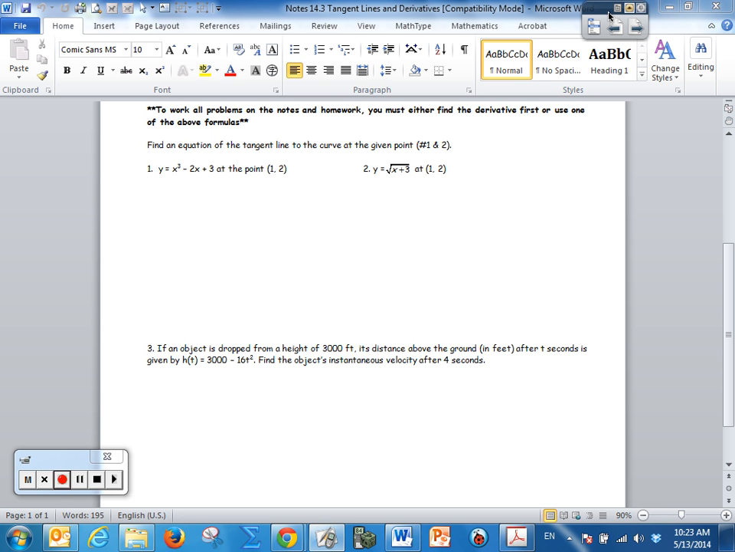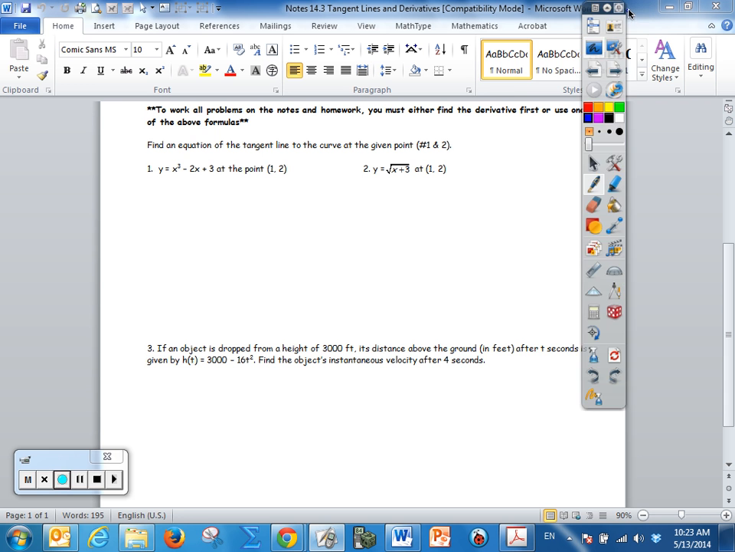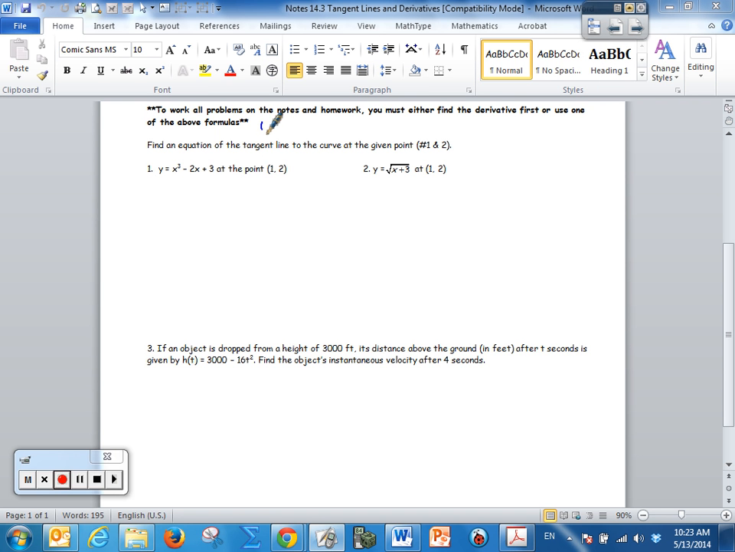So we want to find the equation of the tangent line to the curve at the given point. So what we're looking for is, we're going to use my favorite equation of a line. y minus y1 equals m times x minus x1. And when we get it in that form, we leave it alone. We don't try to distribute, combine like terms, all that stuff. We just leave it in that nice form.